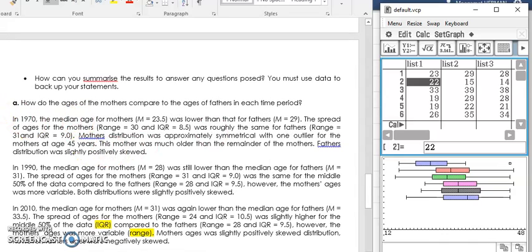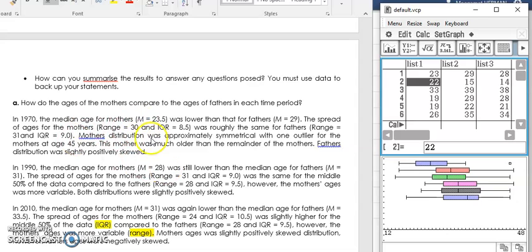So, in 1970, I'm going to be talking about the median age. The median age for mothers, 23.5, was lower than that for the fathers, which was 29. I talked about the spread of the ages, specifically the range and interquartile range. And remember, IQR to determine that is Q3, take away Q1. I compared it to the father's range, and I just pretty much said they're more or less roughly the same. If you see some type of significant difference between the two, you would just indicate that, and you would just say the range for the mothers was either more spread out or not as spread out.